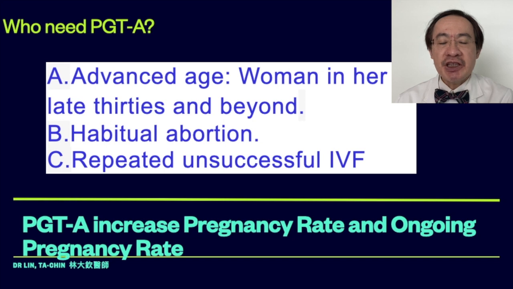Who needs PGT-A? PGT-A technology in IVF is indicated in: A. Advanced age. Women in their late 30s and beyond should consider this option, especially those in their 40s having IVF. B. Habitual abortion. Those who can get pregnant, whether through IVF or not, but frequently experience spontaneous abortion. C. Repeated unsuccessful IVF. Those who experience repeated IVF failures without other apparent abnormal findings in their IVF.